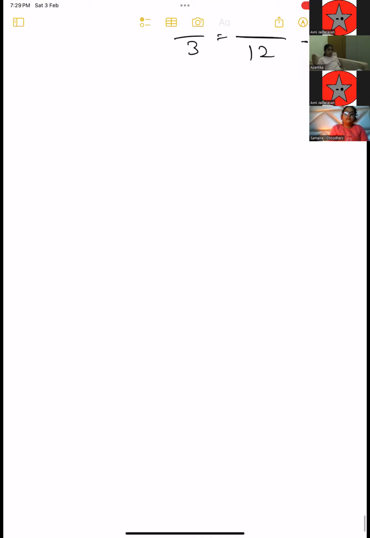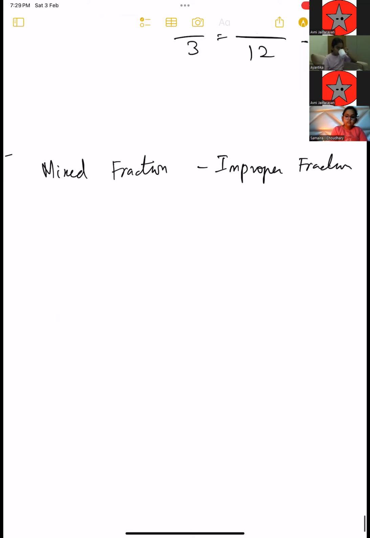Now what is a mixed fraction? Mixed fraction improper fraction का होता है. Proper fraction का नहीं होता है. Because here in improper we have a bigger number as the numerator and a smaller number, say I will put a 5, as the denominator. So इसको हमको mixed में change करना है. What I will do, this is actually written as 24 divided by 5.